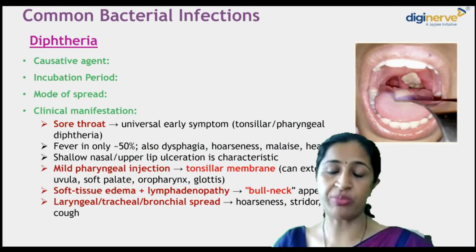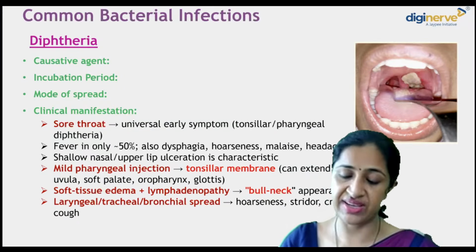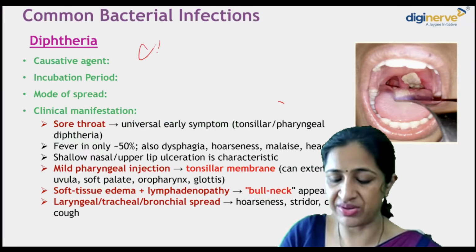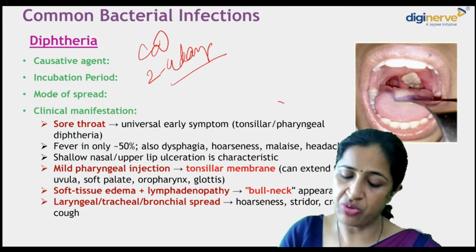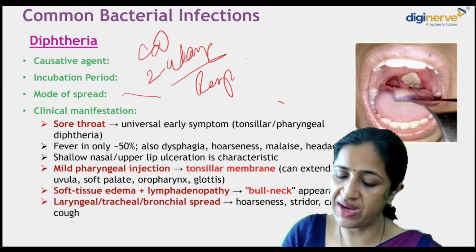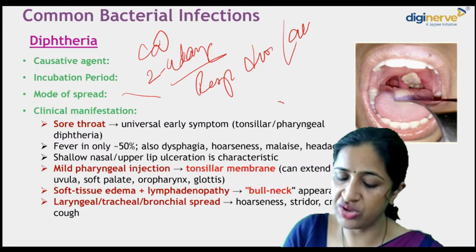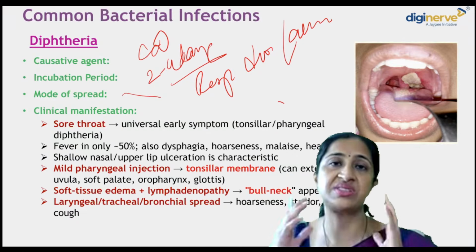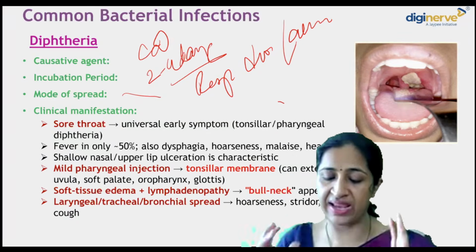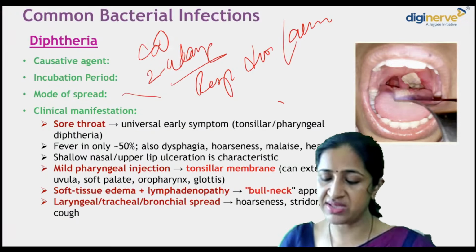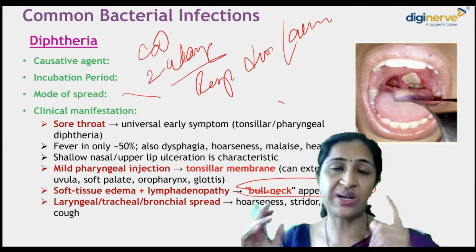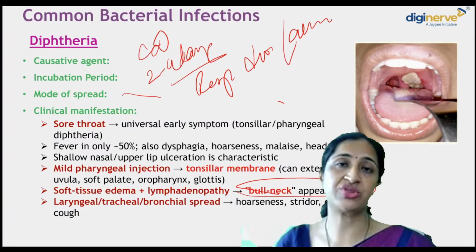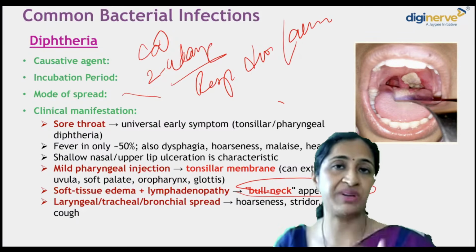Quick look at common bacterial infections. Diphtheria, you all know Corynebacterium diphtheriae, incubation period 2 to 4 days. Mode of spread, respiratory droplets or aerosols. Clinical manifestations, typical diphtheritic bull neck appearance. Bull neck is the lymphadenopathy bull neck appearance with a white patch on throat.